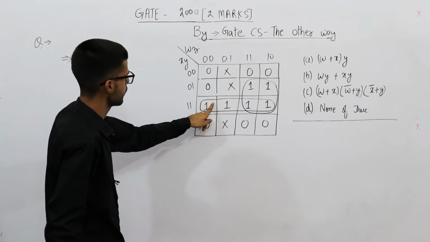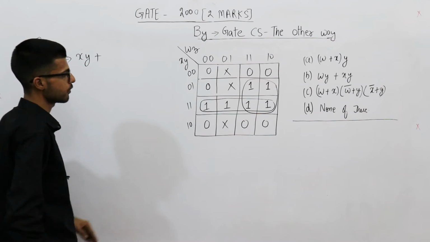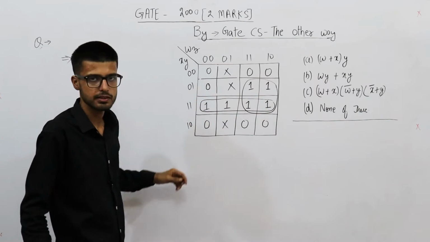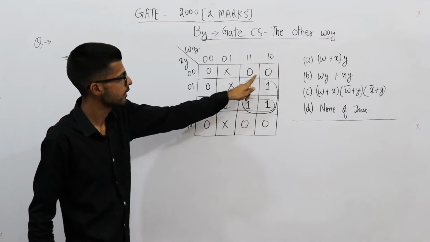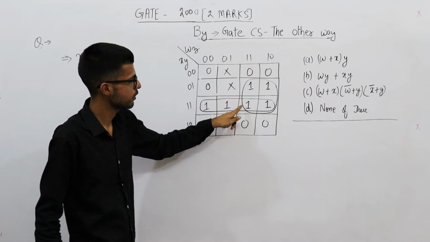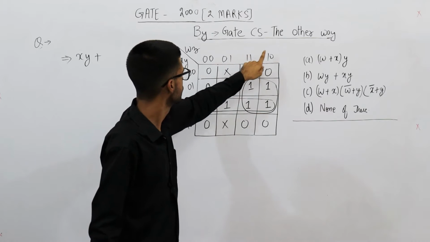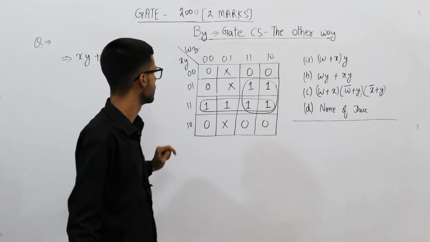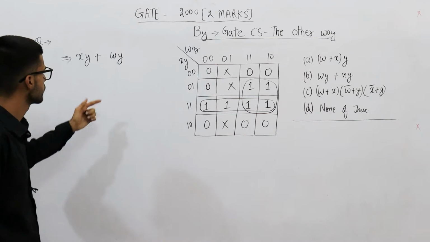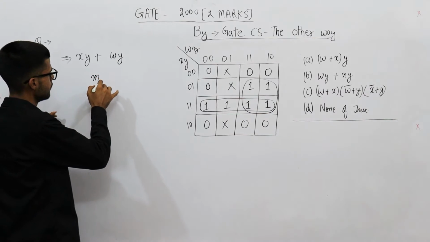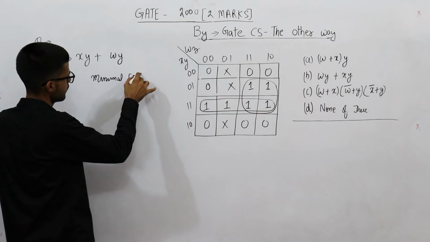For these 4, it will be xy plus. Okay. For all of these, the value of x is same, which is 1, y is also same, which is 1. So it is xy plus. Let's now try to find the expression for these 4. It will be w and y. Yeah. So xy plus wy. Okay. So this is the minimal SOP for the given K-map.